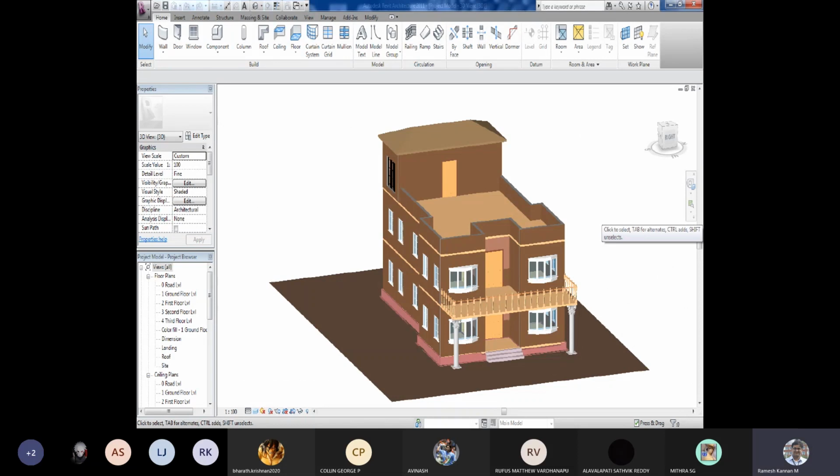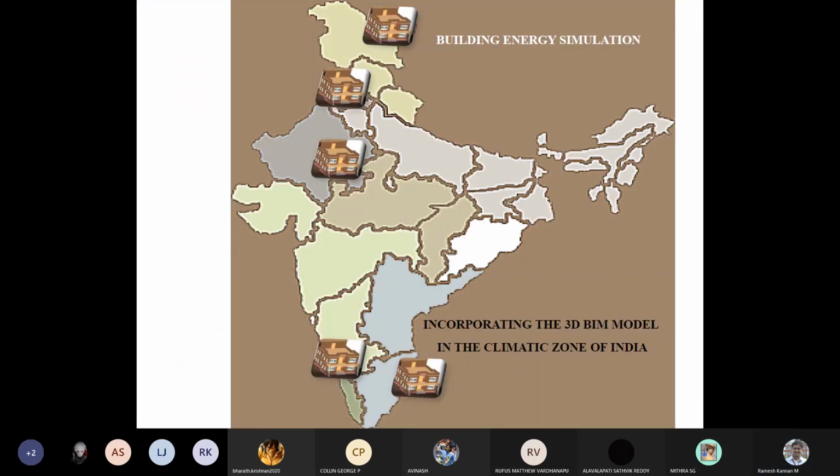This is the 3D view of our building, and it's a two-story. This is pretty much a standard building. We wanted to use it for all the 6 climatic zones. So what we have done is placed it in Shimla, in Punjab, then this is in Rajasthan, Jaipur, I guess, and this is in Bangalore and in Chennai, right? We wanted to keep that in different climatic zones.